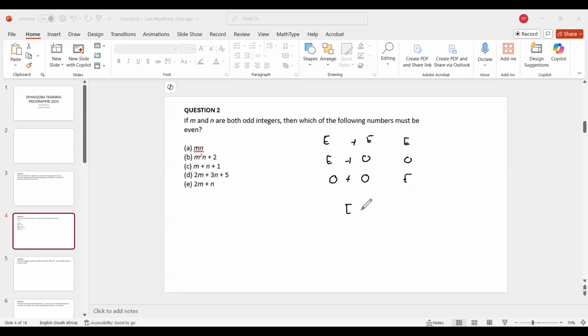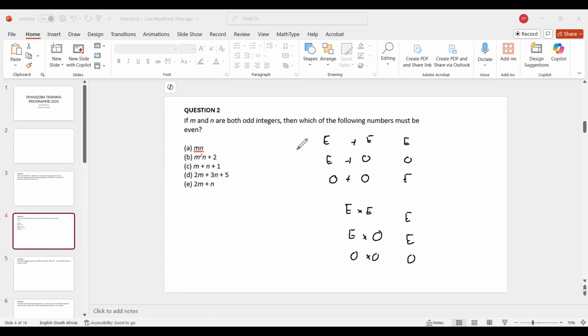Then you also have multiplication. Even times even is even. Now, this is an interesting one: even times odd is always even. When you're multiplying, 12 times 7 is still even. 4 times 7 is 28. The only time you have odd is odd times odd. So normally when you're multiplying two numbers, it's mostly even. The only time it is odd is when both of them are odd. If one of them is even, the result is even.